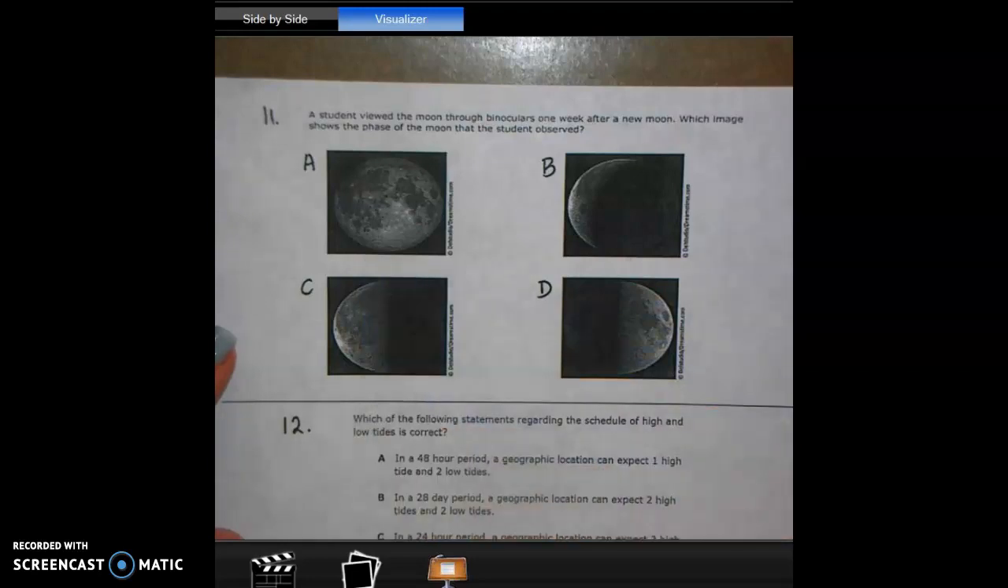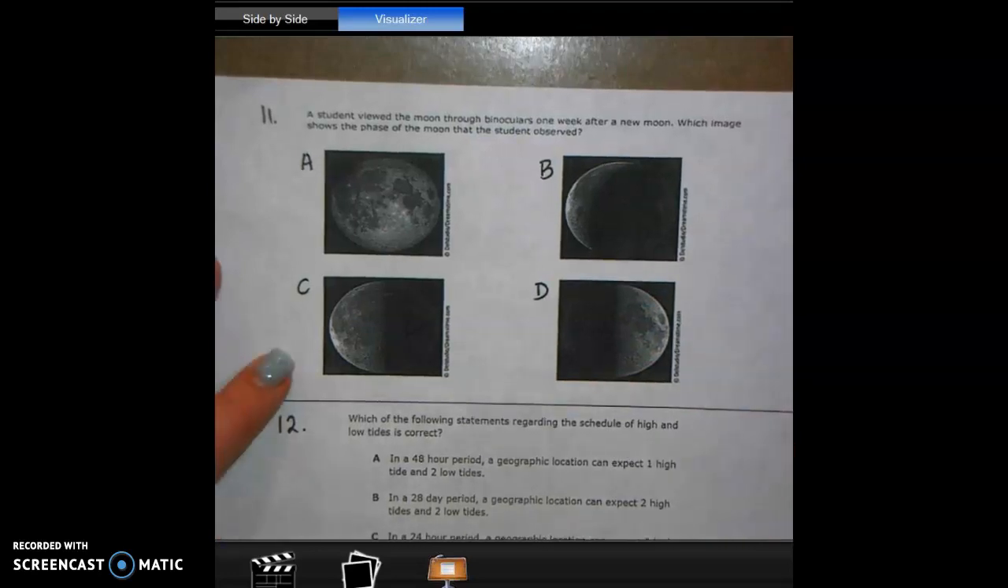Number 11, a student viewed the moon through binoculars 1 week after a new moon. Which image shows the phases of the moon that the student observed? Well, if we draw our phases of the moon, let's pretend this is the sun. Here's the earth. The new moon is going to be when the moon is in the middle. That's the new moon. And we are going to continue on after the new moon.